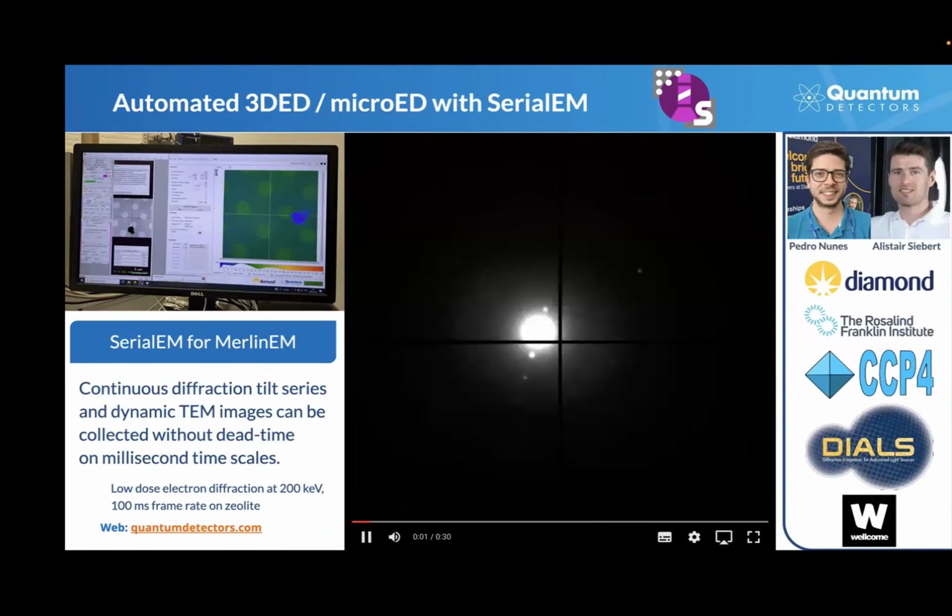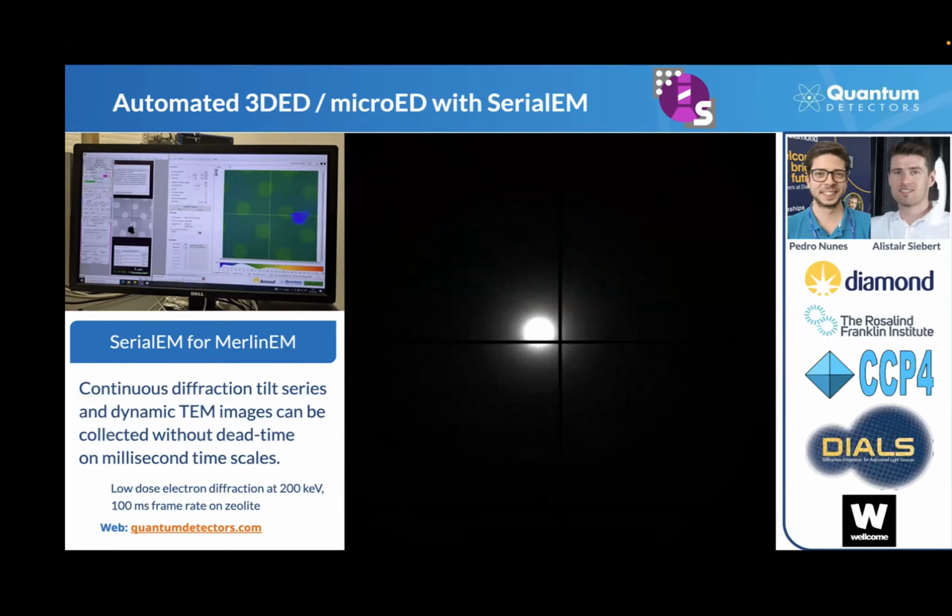And let me introduce the implementation for MerlinEM with SerialEM software. It is widely used in life sciences because it offers versatile experiment options, including fully automated data acquisition. The work was done in collaboration with our colleagues from the I24 beamline at Diamond Light Source in the UK, Pedro Nunes and Alistair Siebert.